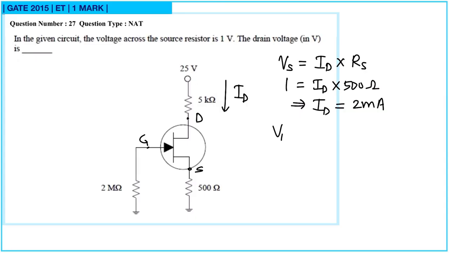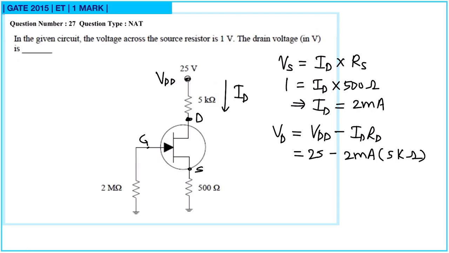Now let us use Kirchhoff's law in this circuit. So VD, that is drain voltage, the voltage at this point, let us consider this to be VDD. So this will be VDD minus voltage across this resistor, that means VDD minus IDRD. Now VDD is given, that is 25 volt, ID is 2 milliampere, and RD, this resistance, is 5 kilo ohm. So this will be 25 minus 10, that is 15 volt. So the answer is 15 volt.